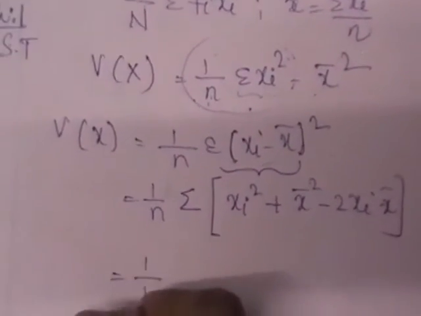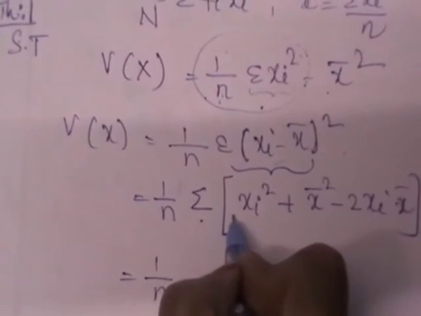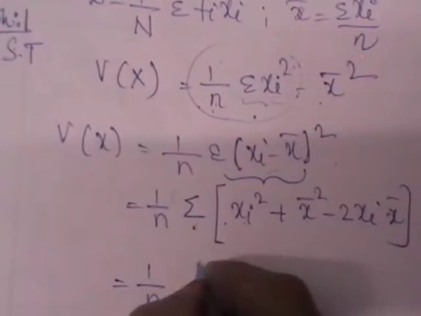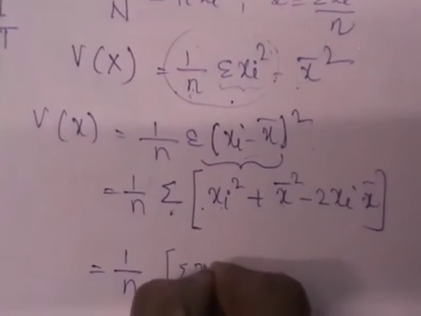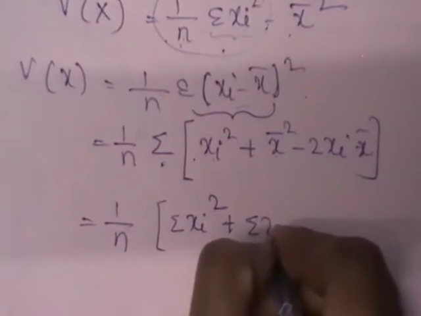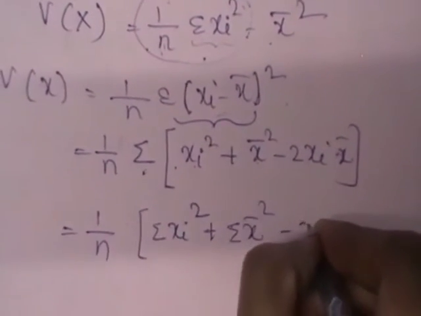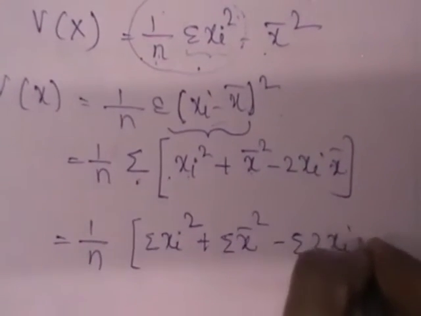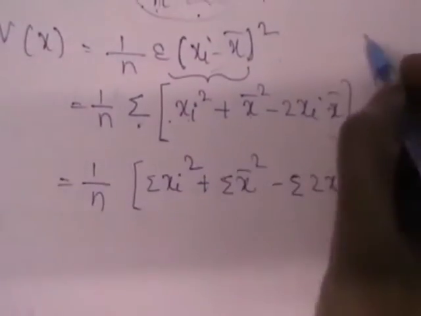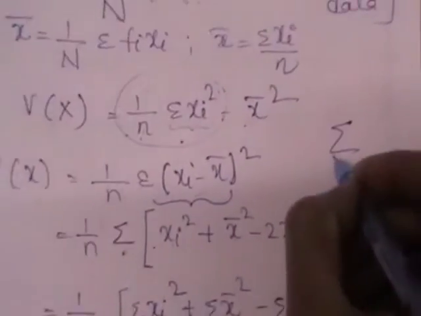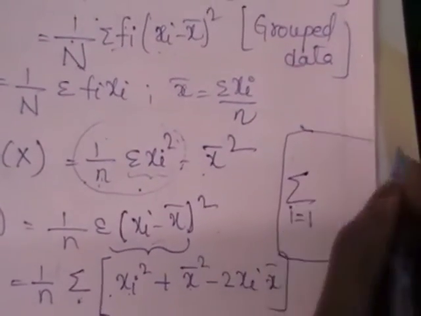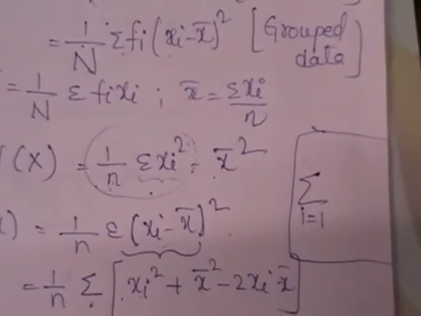So 1 by n. As you have sigma in front of this bracket, the sigma is for the first term, the second term, and also the third term. So I am applying this sigma to each and every term: sigma xi square plus sigma x bar square minus sigma 2 xi x bar. Try to understand one thing, that sigma always runs on the variable i. Again, this is a simple point which we are going to use a number of times.